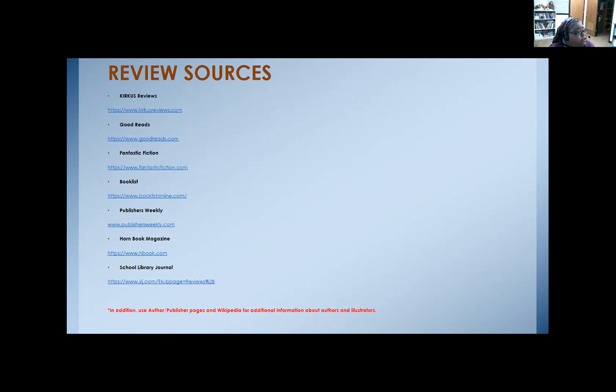Booklist and Publishers Weekly are great review sources also. Sometimes they'll have articles about specific authors and they'll have a photo of the author. They'll tell you more about the author's personal life. Horn Book and School Library Journal won't be very helpful for this part of the audit because they cover mostly young adult and children's materials. So just keep those in your back pocket for later.